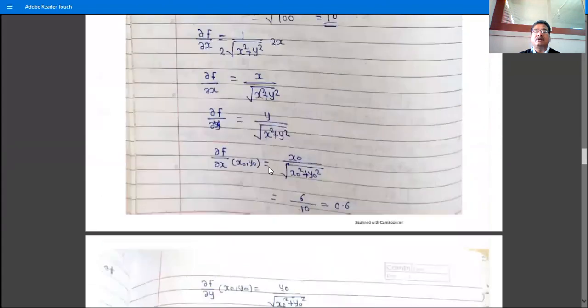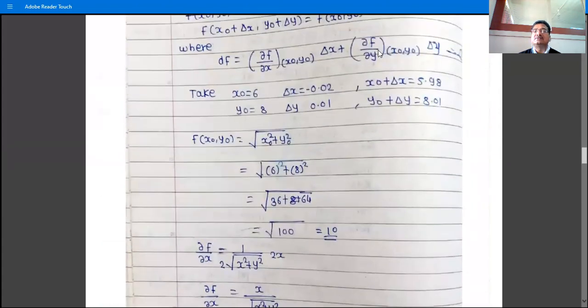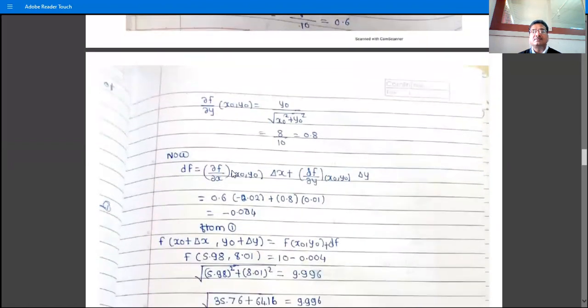This is del f by del y. Substitute x as x naught, y as y naught. We have this value. And then find df. What is df? df is del f by del x at x naught, y naught, this is the formula, into delta x, plus del f by del y at x naught, y naught into delta y. And then substitute del f by del x at x naught, y naught is 0.6.